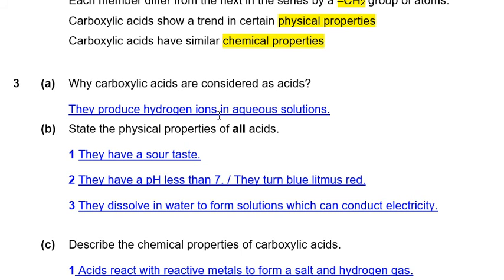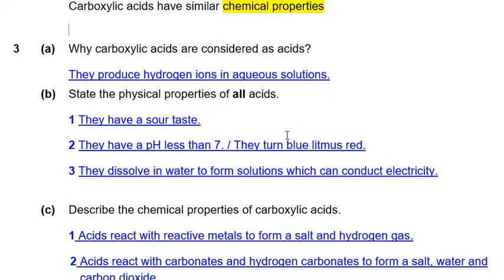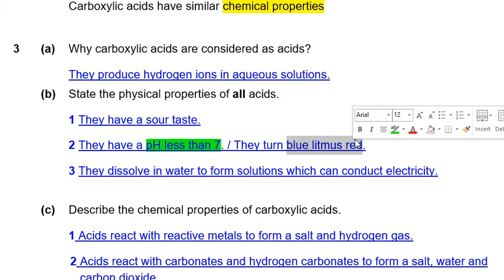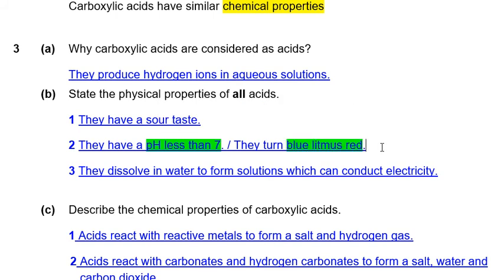Next, physical properties of acid, similar to whatever you have learned previously in Sec 3. As carboxylic acids are basically just acids, right? They will have sour taste, they have pH less than 7, and of course they turn your blue litmus paper red. Last but not least, they do dissolve in water to form solution which can conduct electricity as well. So think about why this is so.